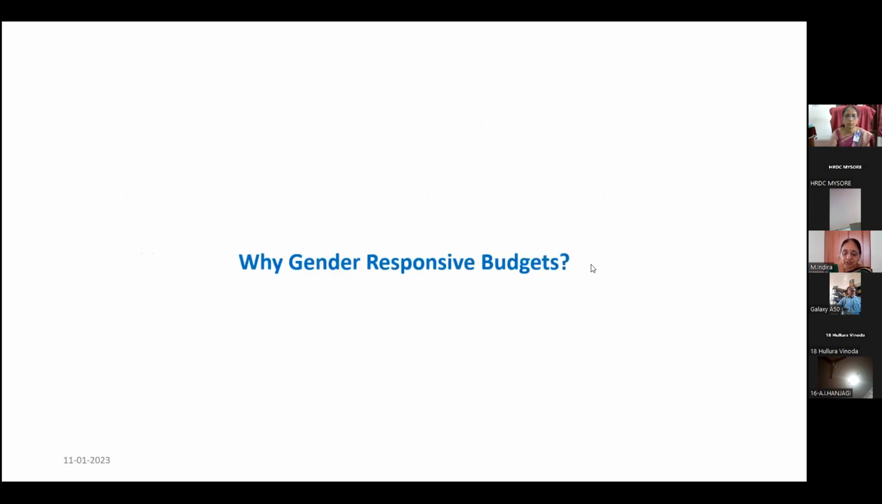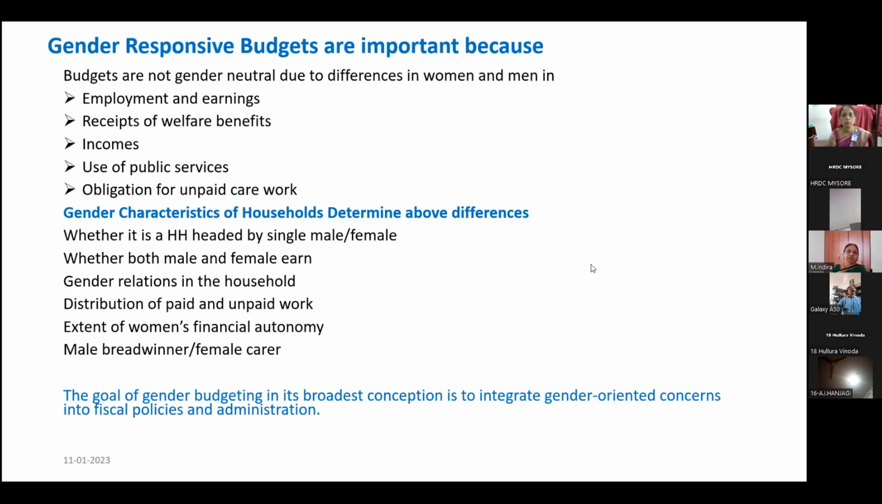So why gender responsive budgets? What is the need for gender responsive budgets? As I told you, it should not be that the government simply gets so much money and spends it, that is okay. We have a solid reason for going for gender responsive budgeting. Budgets are not gender neutral, because there are differences between men and women. Where are the differences?